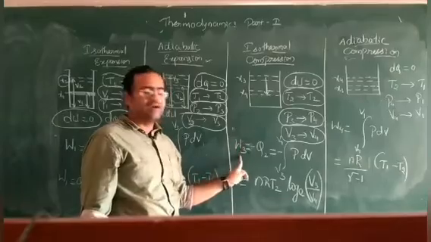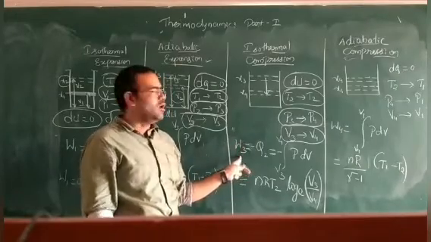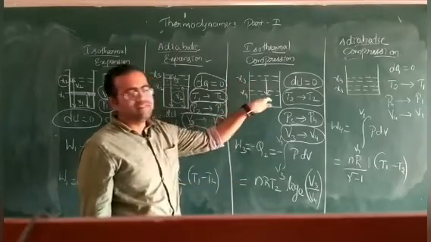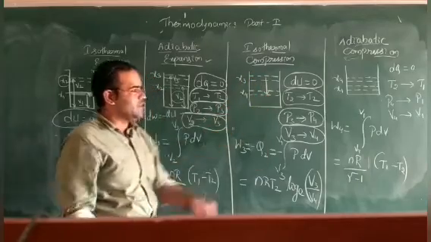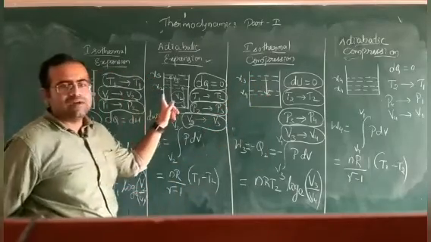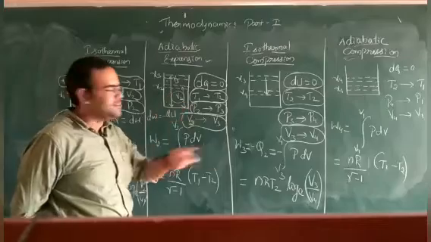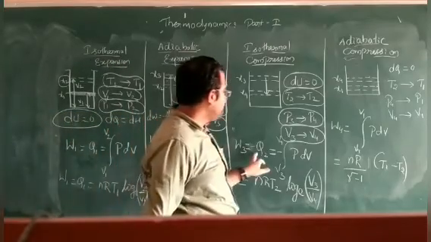Since it is compression, what work done do you observe? Negative, because work is done on the system. Here work is done on the system, whereas in the earlier two processes work is done by the system. So that is the reason we can write minus Q2.